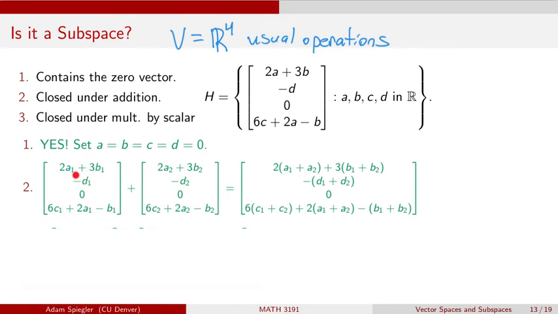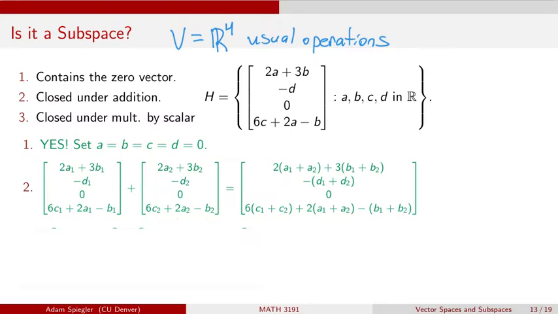Let's check what happens when I add two vectors. So I'm going to let my first arbitrary vector, I'm going to denote it with subscripts 1. So this would look like 2a1 plus 3b1, minus d1 as the second entry, 0 needs to be the third entry, and then the final entry is 6c1 plus 2a1 minus b1. And then our other vector has a similar form, but we might have different numbers. So it's going to have 2a2 plus 3b2. We have a minus d2 in the second entry. The third entry needs to be 0. And then we have a fourth entry where we have 6c2 plus 2a2 minus b2.